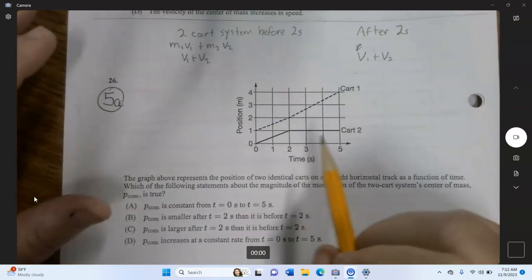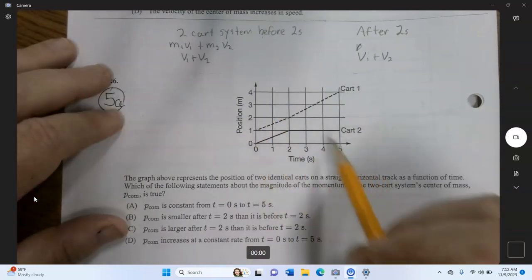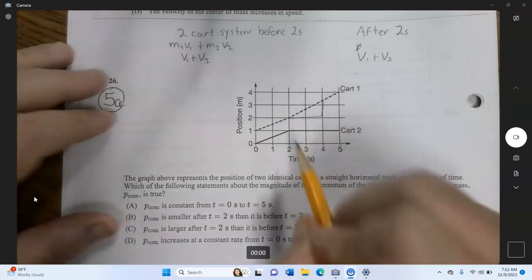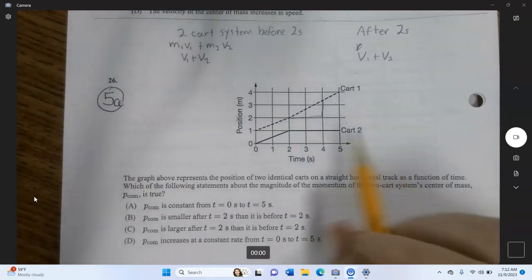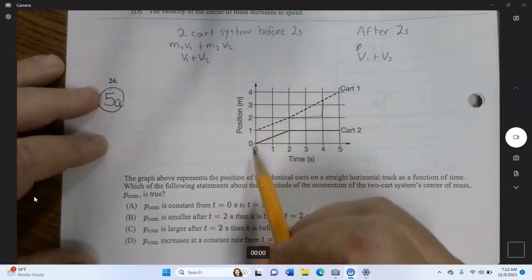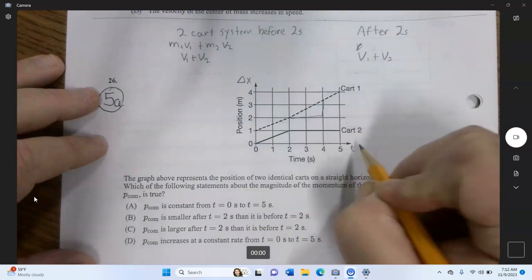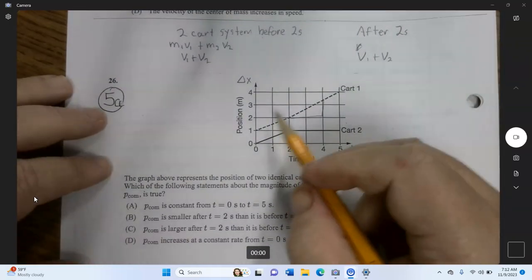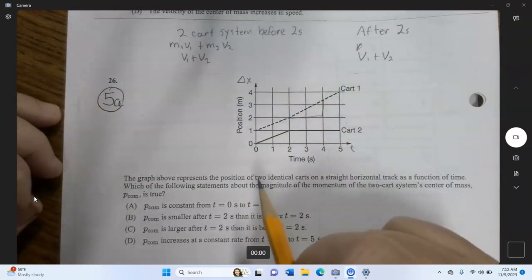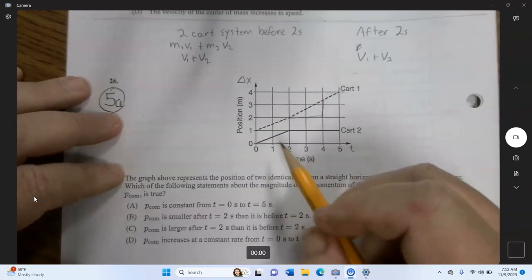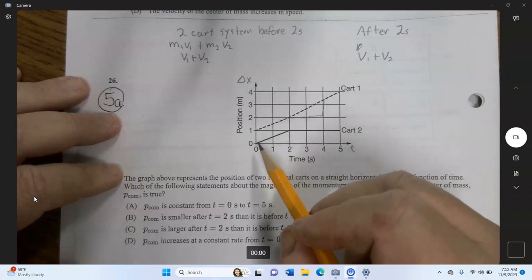So what is velocity? It's the slope of a position time graph. So you need to have that fact just memorized, however you do that. Delta X, or D on this axis, we'll call it delta X, position, and time over here. All right, so the slope of that graph is going to give you the velocity, how fast it's going. So before 2 seconds, what's the slope of each of the carts?